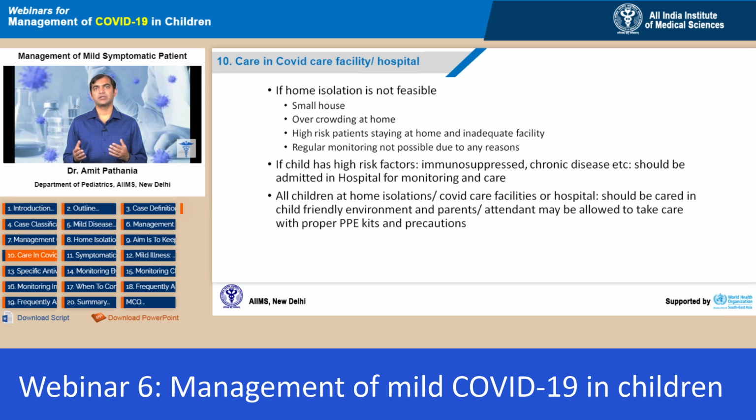Child should be cared for in a COVID care facility if home isolation is not feasible, that is, a small house, overcrowding at home, high-risk patients staying at home, and inadequate facility. If regular monitoring is not possible for any reason, or if the child has high-risk factors, that is, immunosuppressed, chronic diseases, they should be admitted in hospital for monitoring and care.